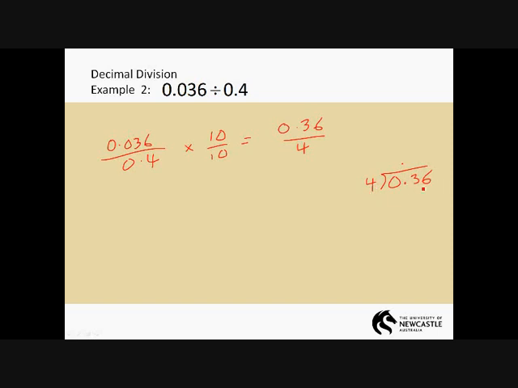Now say 4's into 0, doesn't happen. 4's into 3 doesn't happen either. 4's into 36 is 9. So we get an overall answer of 0.09. And just like the last problem, all we've done is rearrange and multiply by 1. So the final answer is 0.09. Done.